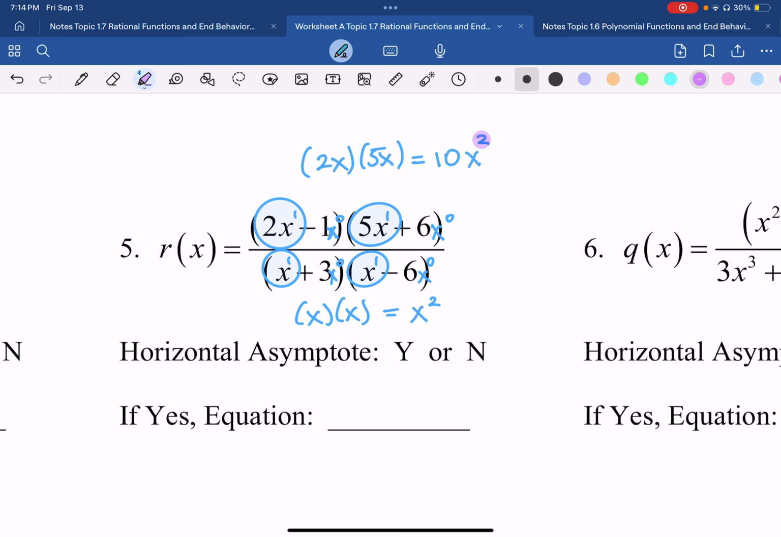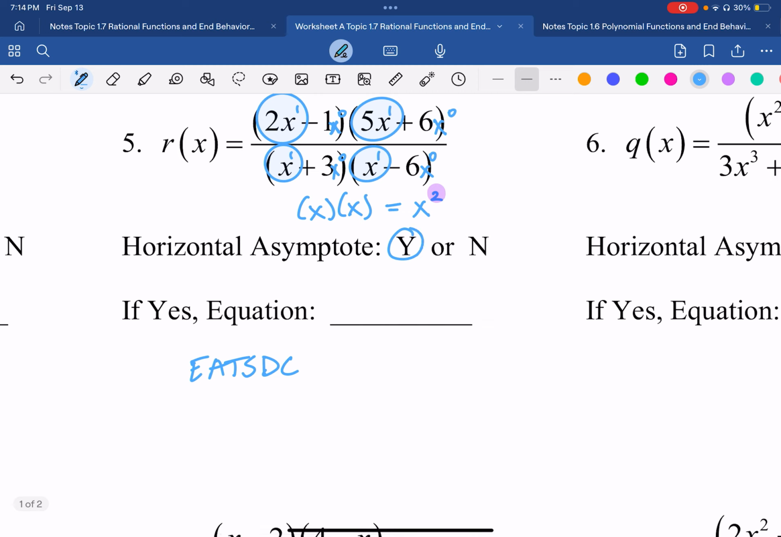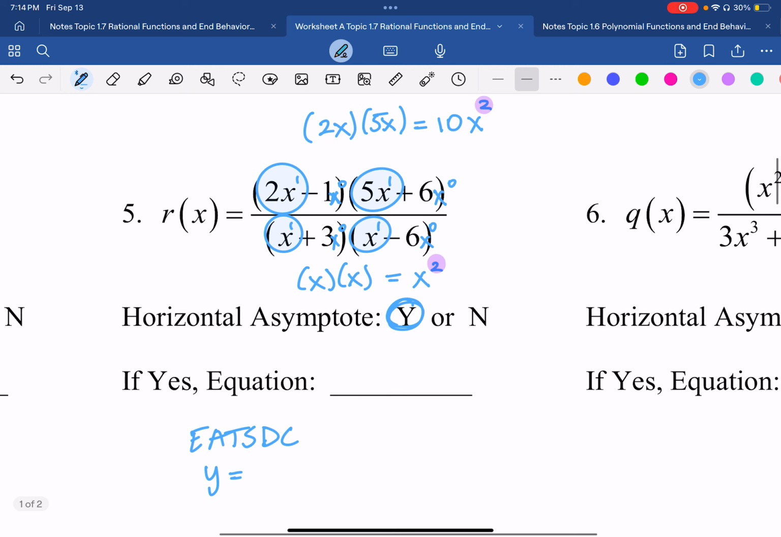Then you're going to look at your degrees. They are both degree 2, which means that this is each DC, which means that yes, there is a horizontal asymptote, and the equation would be y equals, and you would divide the coefficients. The coefficient of the numerator is 10, and in the denominator there is an imaginary 1, so it would be 10 over 1. The equation simplifies to just y equals 10.